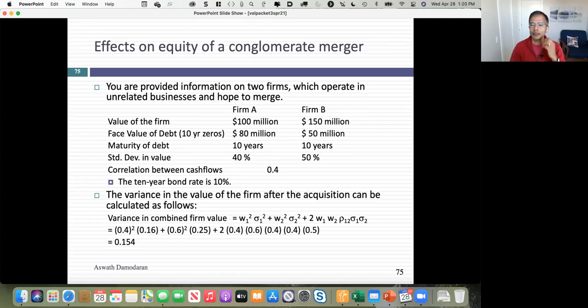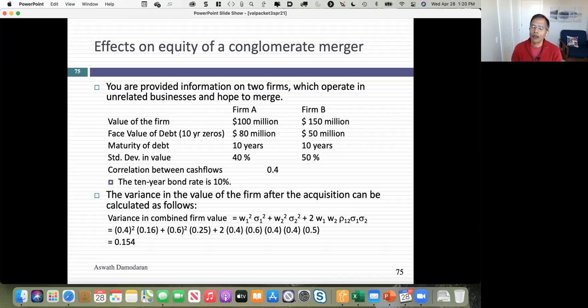Now, to make this interesting, let's assume these two firms are in different businesses. One is a chemical firm and the other is a technology company. How does this play out? The correlation in cash flows between these firms is 0.4, which means a lot of the time they don't move together. That's what happens in conglomerate mergers, right? You buy a company in a different business.